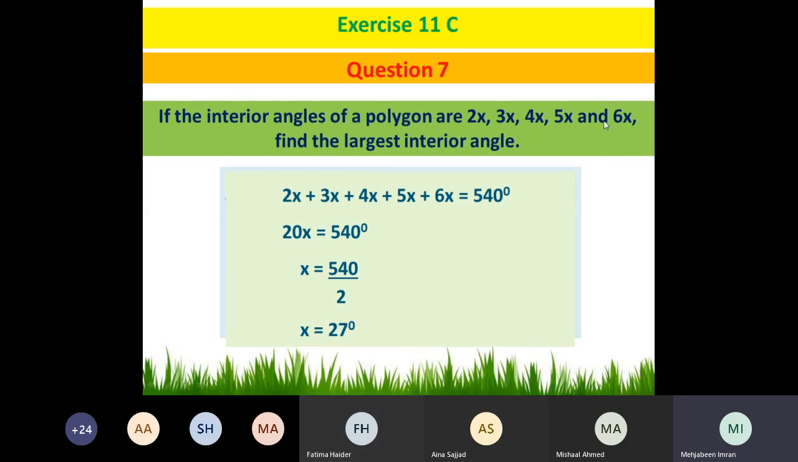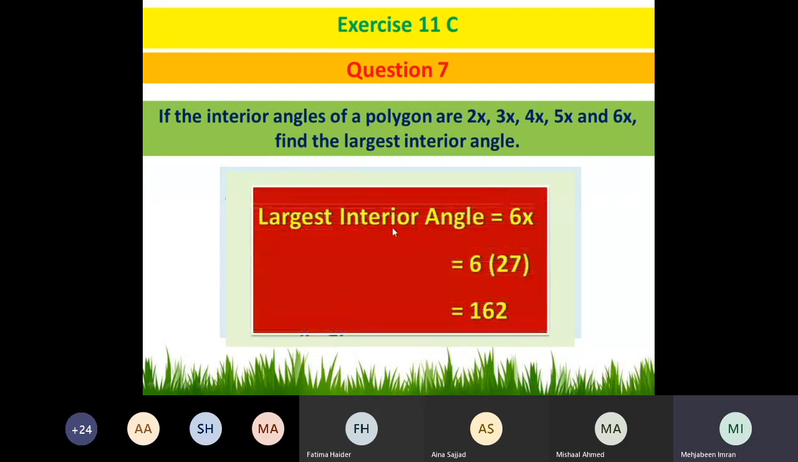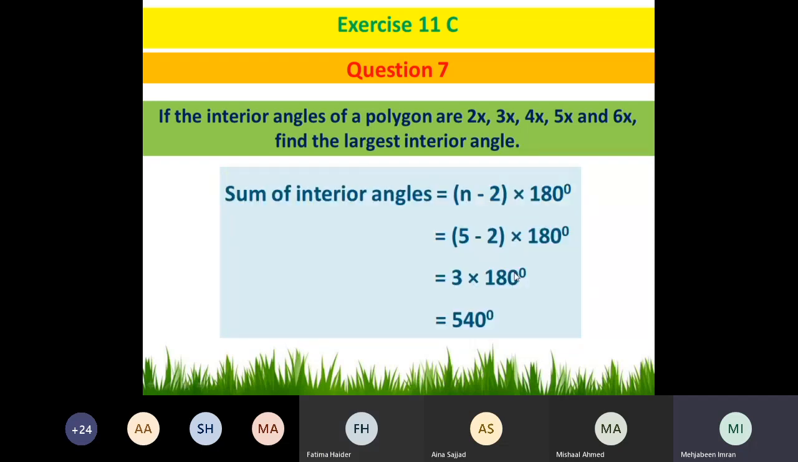Now, the largest angle, you can see it's 6x, and someone just said that we are going to multiply 27 by x. If they're asking for all the angles, then we have to find all the angles, but here they're asking only for the largest angle. So we will only take the largest interior angle, which is 6x. In place of x, I have written 27 degrees. So 6 will multiply with 27, and it's 162 degrees. Here the degree is missing, but you should not miss the units, okay? 162 degrees.